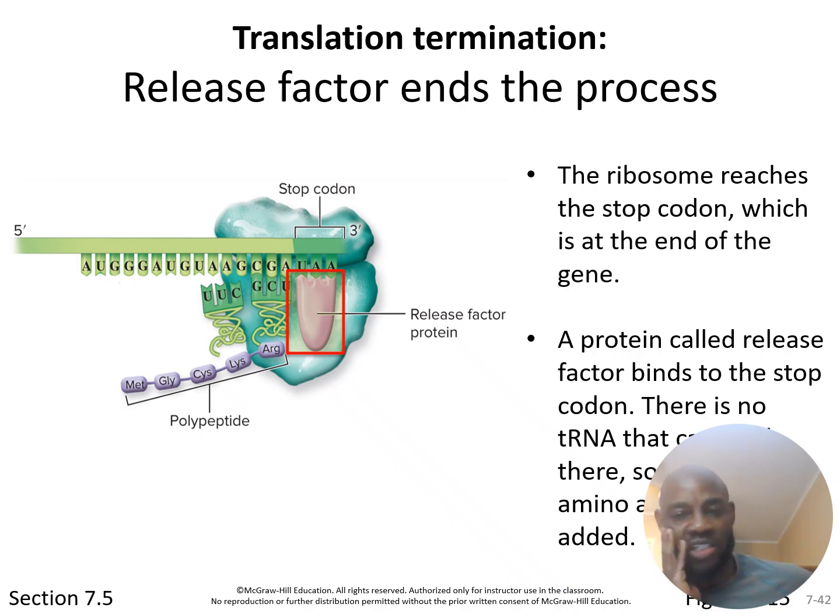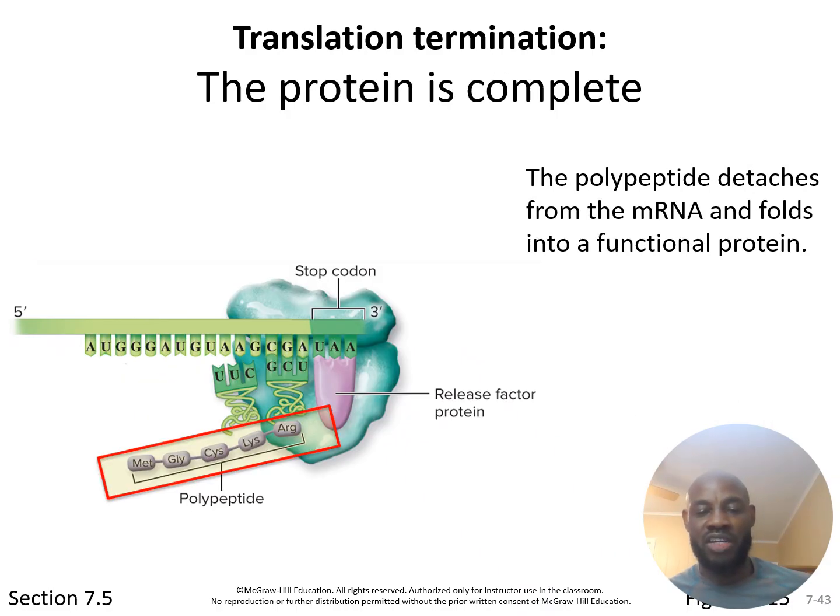Once it reaches the end, it reaches a stop codon, the last three, the stop codon at the end of the gene, and this causes the protein to release. A protein called release factor binds to the stop codon. No tRNA for that, and it's going to stop building the amino acid chain. The polypeptide detaches from the mRNA and folds into a functional protein. And that's how we get to protein. Transcription to translation to protein. DNA to RNA to protein.